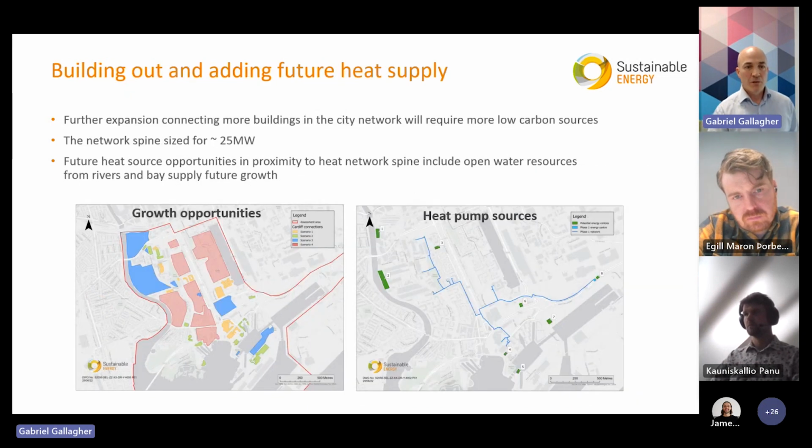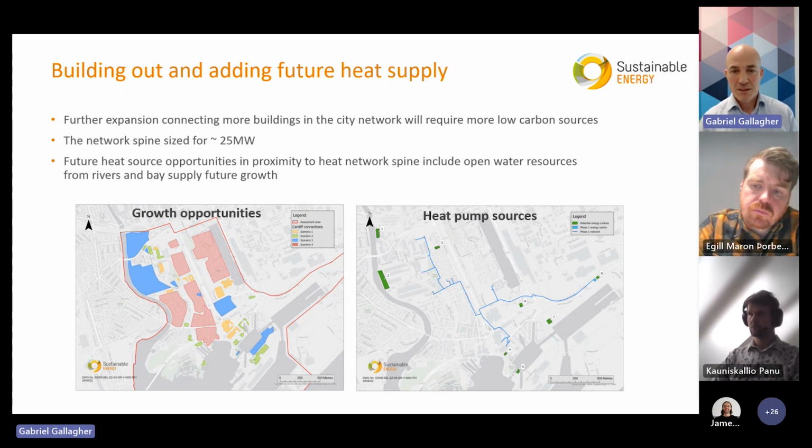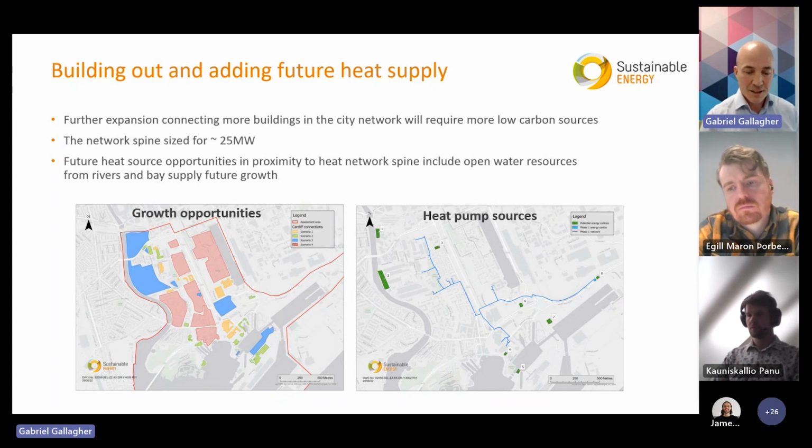But as this network grows and the opportunities extend beyond the available circa 15 megawatts at the moment, that original spine was sized to deliver capacity of around 25 megawatts, so it is future-proofed. And really it's then looking at what the future sources of heat could be to supply into this network. Fortunately, there are a number of water sources available in the proximity of where the spine network is, and these are seen as the future low carbon energy inputs into that network. So I guess a different way around than the previous project.